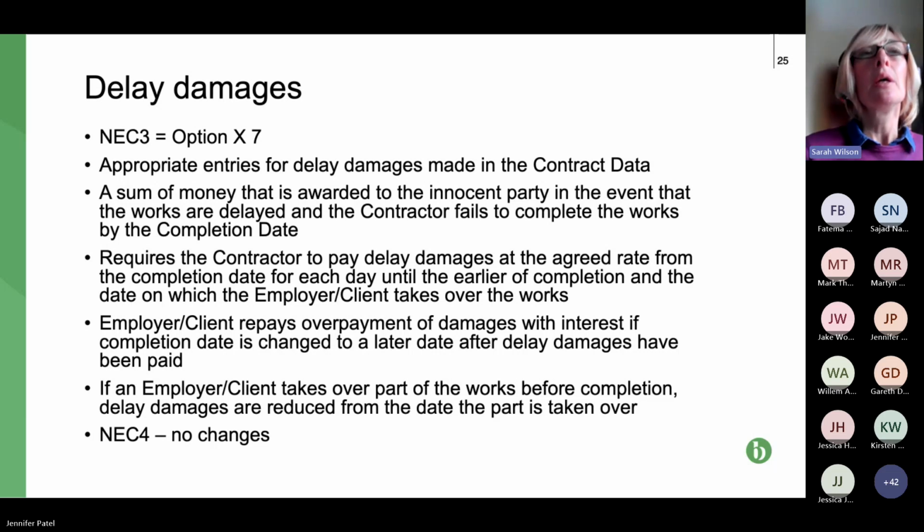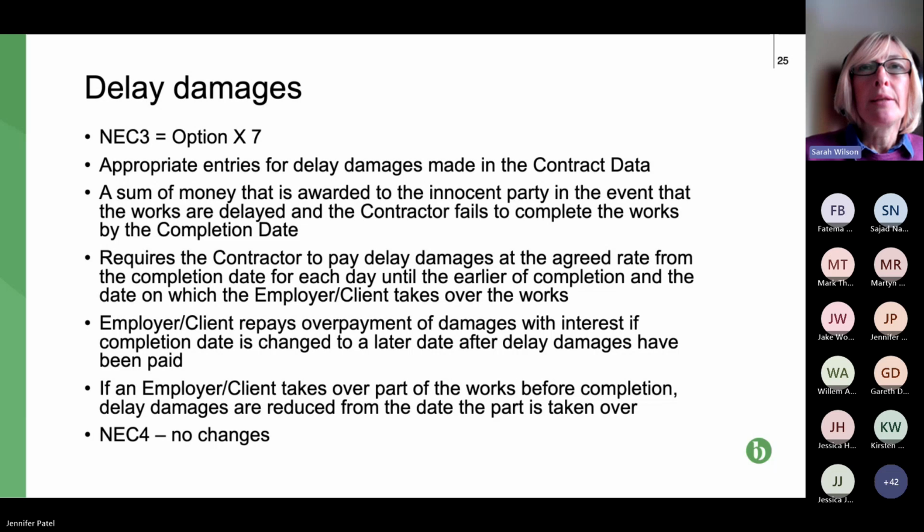If, for example, option X7 said yes, it applied and the damages were £0, then that basically means that if you're 3 weeks delayed and it's £0 per week, then you do the maths. 3 weeks times £0 equals £0. So you have got a liquidated damages clause. It is just at 0. So it's always going to be nil. So there is a distinction there.